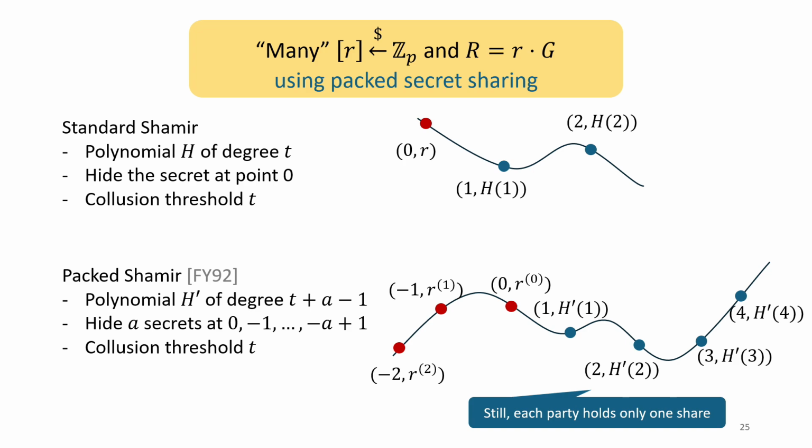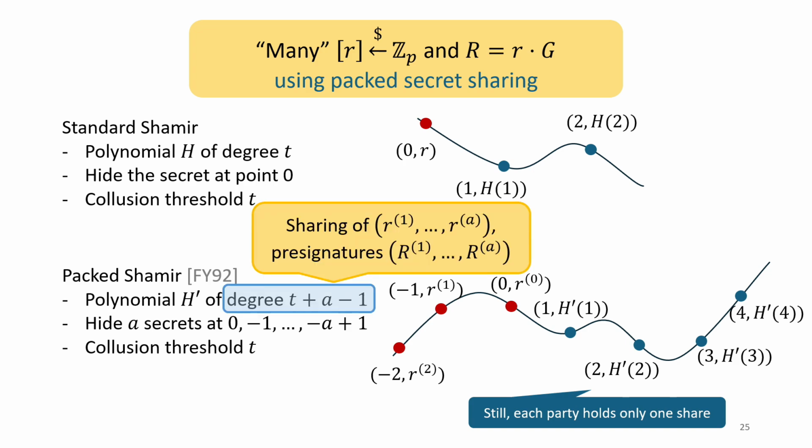In packed secret sharing, we can hide the secrets at point 0, -1, -2, etc., and then choose a polynomial that interpolates the red points, and then define the shares at 1, 2, 3, and so on. So note that in packed secret sharing, even if we share multiple secrets, each party still holds a single share. So now with this technique, we can make a slight modification to the previous protocol by having each party share a polynomial of degree t + a - 1 that hides a secrets.